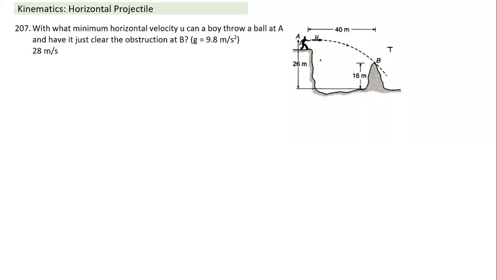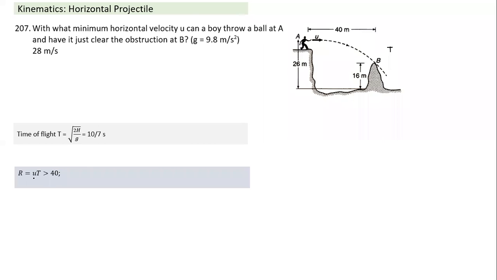So by the time it falls 10 meter in the vertical direction, its displacement in horizontal direction should be greater than 40 meters, right? What is time of flight? That's the time it will take to fall 10 meter. Using g equal to 9.8, it is 10 by 7 seconds. During this period, it will travel a distance ut, and the ut has to be greater than 40. By the time it travels 10 meter, if it is say 41 meter, it will be here. If it is 39 meter, it will be here, kind of thing.